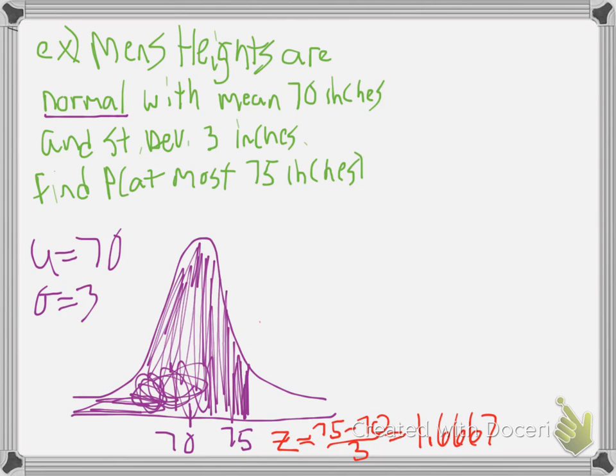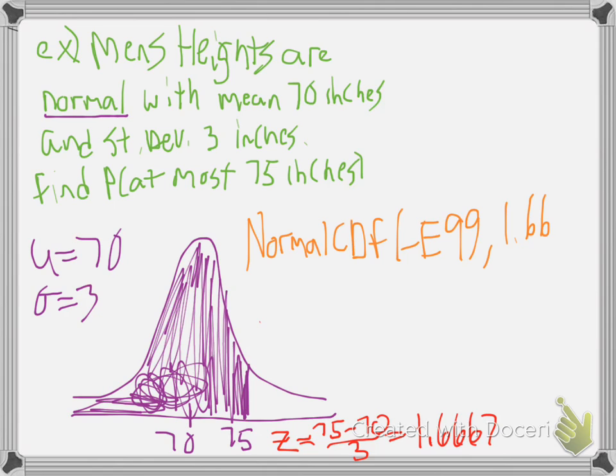So that would be normal CDF of negative E99 to 1.6667. Enter that into your calculator, and if we round that to 4 digits, we'll get 0.9522. So there's a 95.22% chance that if we randomly select a male, he'll be at most 75 inches, so 75 inches or less.